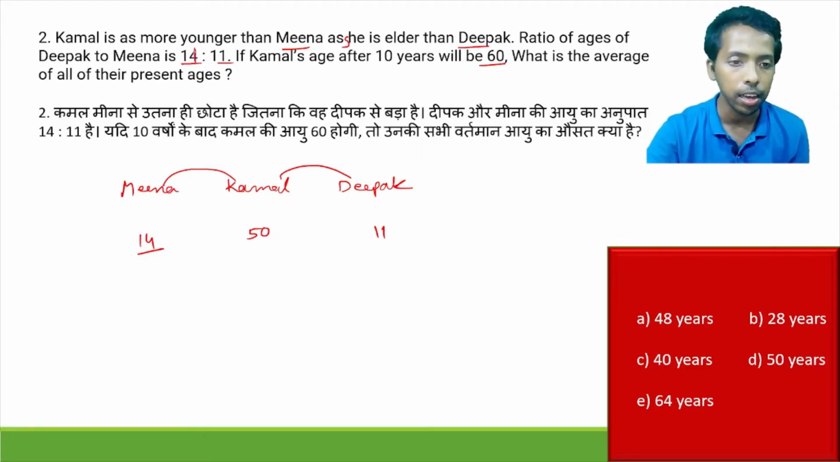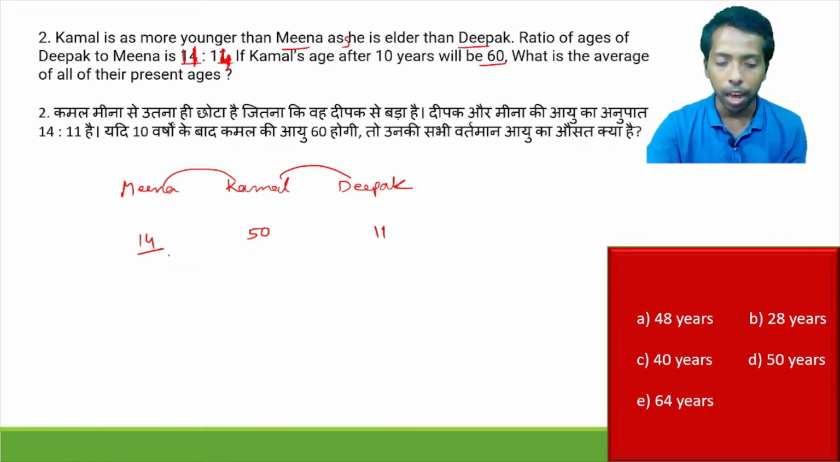This is 11, right? And this is 14. Hope it's clear to you, so you won't get any confusion further. This is 11 and this is 14 here. So the part of Meena is 14. Now we have to find some value which will satisfy both parts, that is 14 as well as 11, by multiplying by the same number.